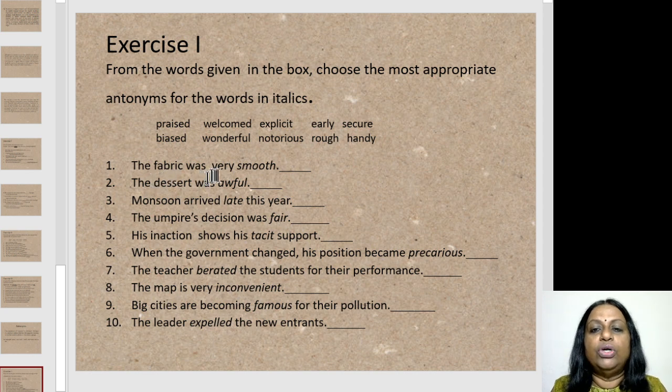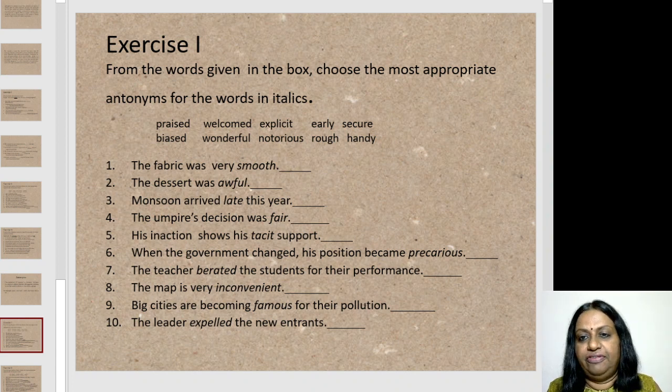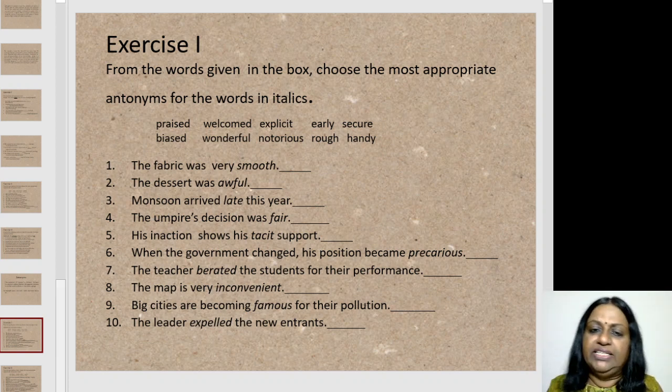The fabric was very smooth. So we need an antonym, an opposite for smooth. So let's look at the list of words that's given to us and then pick what is an antonym for smooth. Rough. The fabric was very rough. Do you get it? Smooth is the word that's been given, and now we need to pick an antonym, meaning the opposite of smooth, and so we have picked rough.